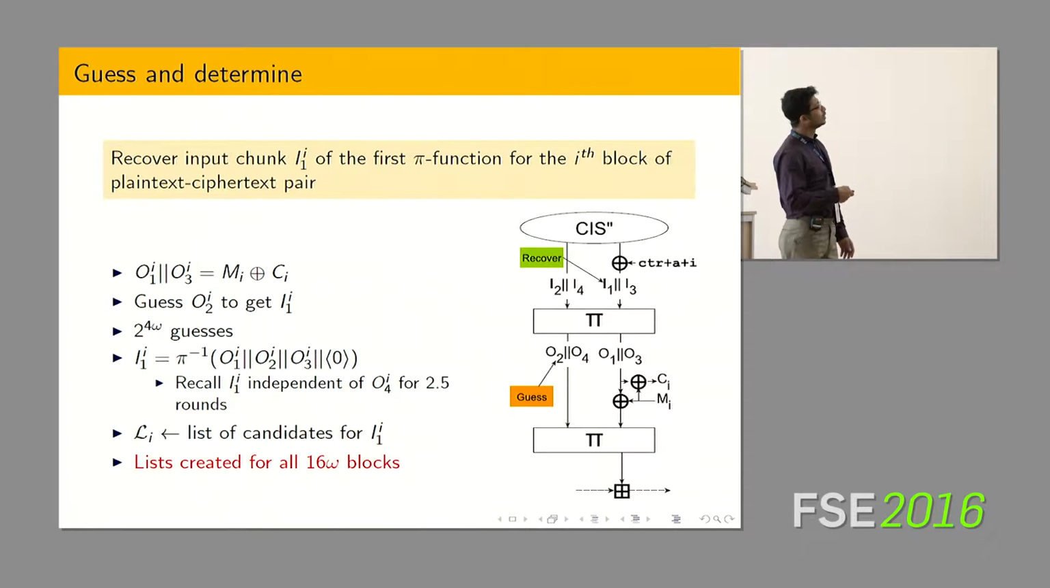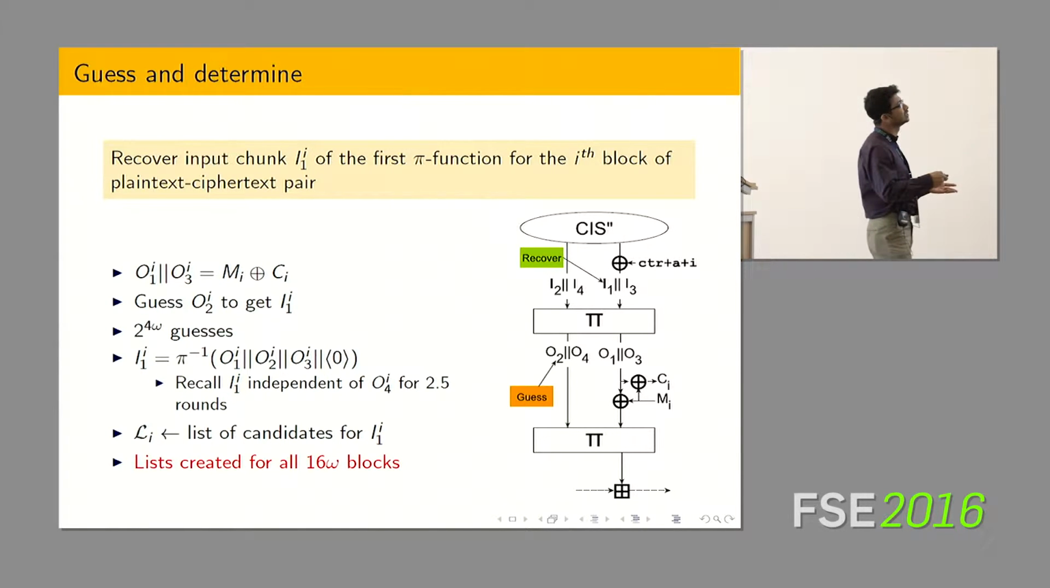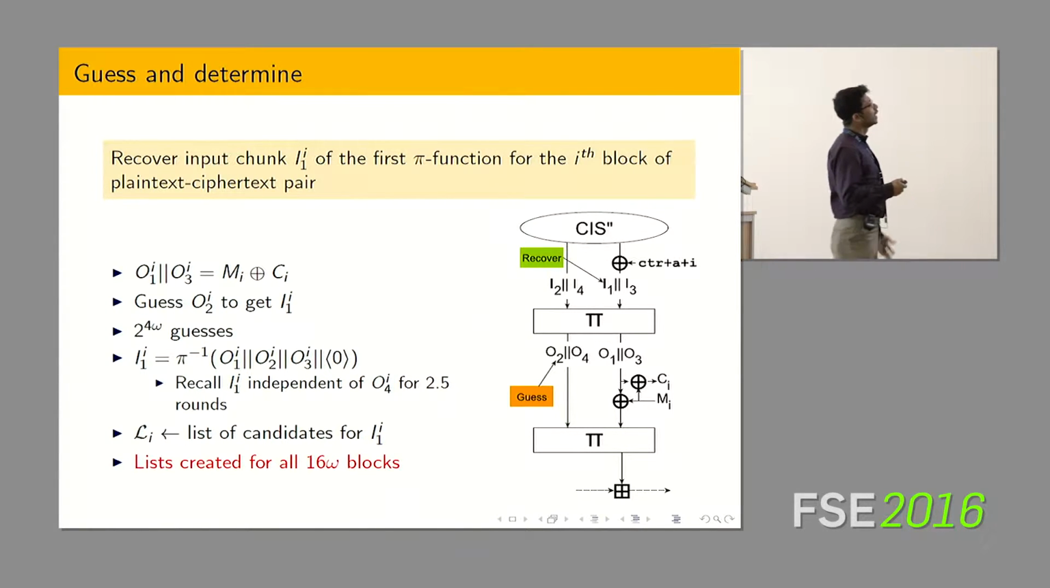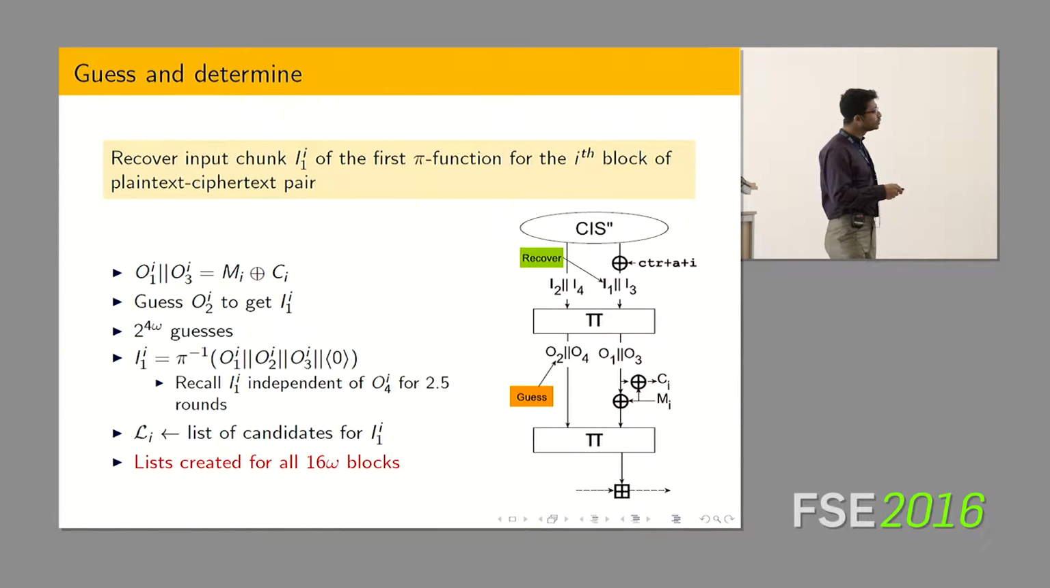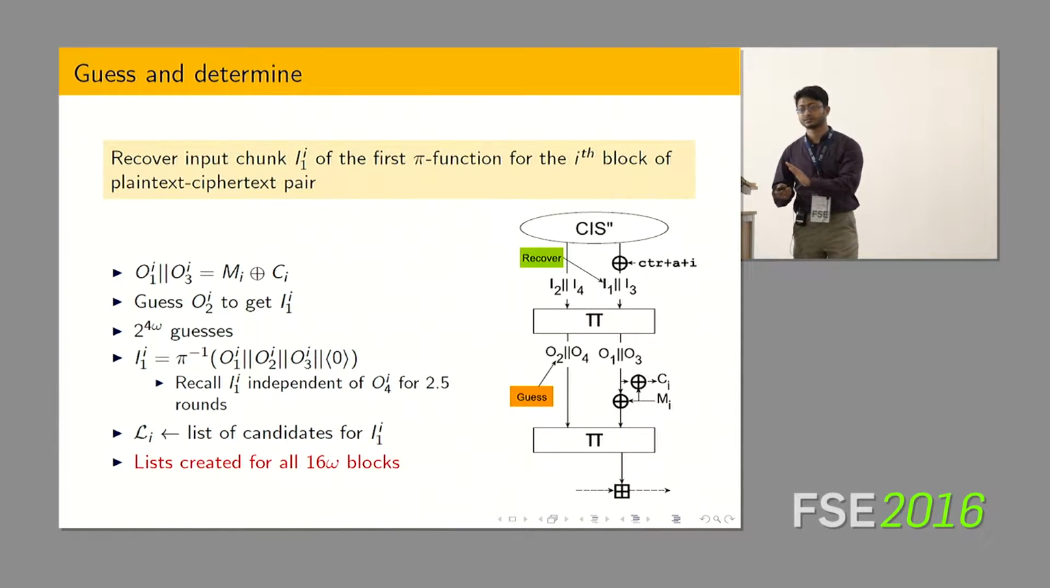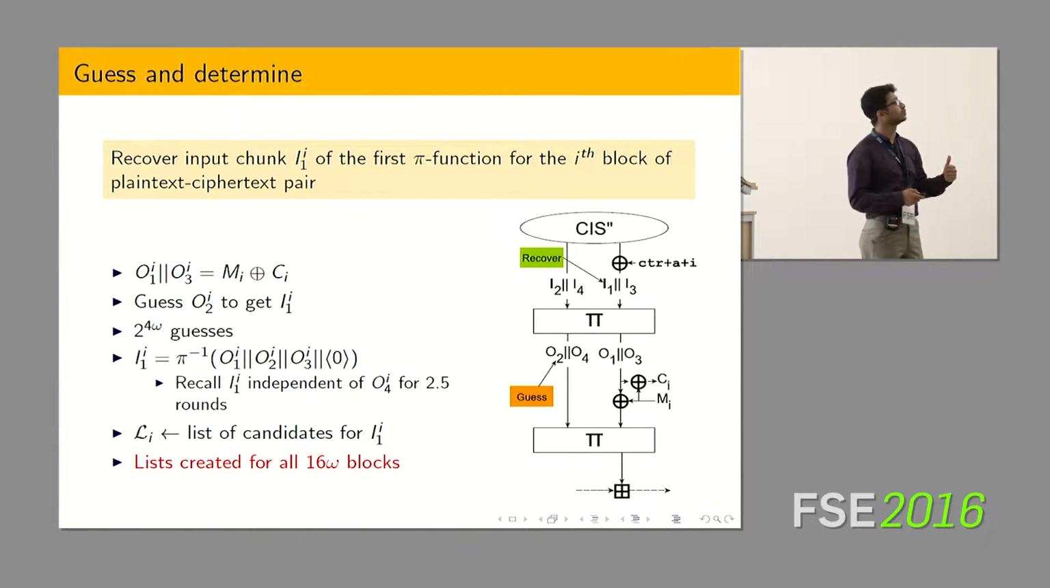And hence, for each of these guesses, we will compute this function. We could have put anything else instead of a 0, because it doesn't depend on the value of O4. And we invert this pi function, and we keep the values of I1 in a list. And we do this for all the 16 omega blocks. So remember, we require 16 omega blocks of known plain text. So we do it for all of them.